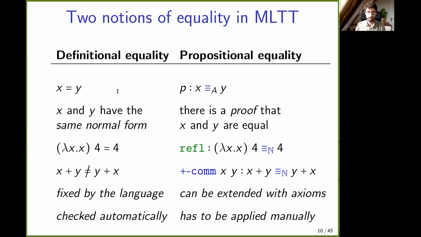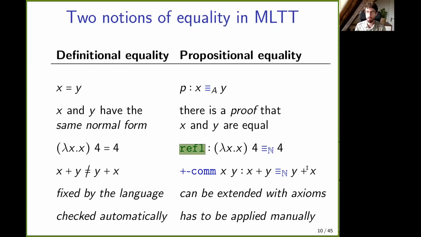Then on the other side of the picture, we have propositional equality, where we say that two terms x and y are propositionally equal if there is a proof p. So if you have a proof that those two are equal, and we write that with the triple equal sign here, and the A here is just the type annotation, saying x and y should both be of type A. Of course, we can also prove that lambda x to x applied to 4 is equal to 4. That's very easy. There's this proof called refl, short for reflexivity. But we can also prove that x plus y is equal to y plus x.